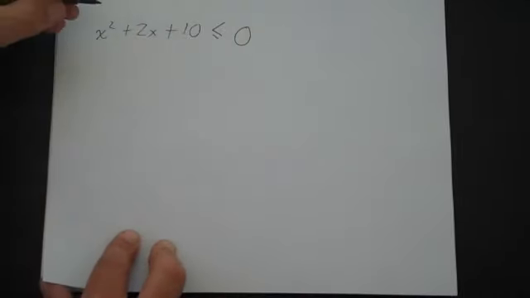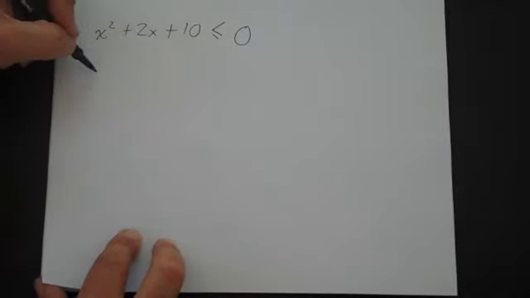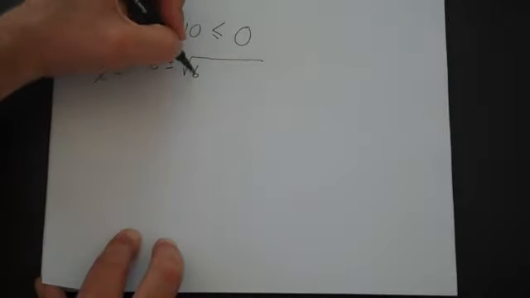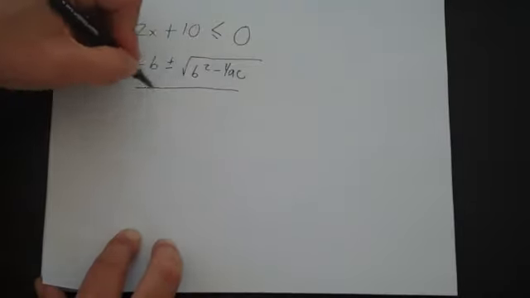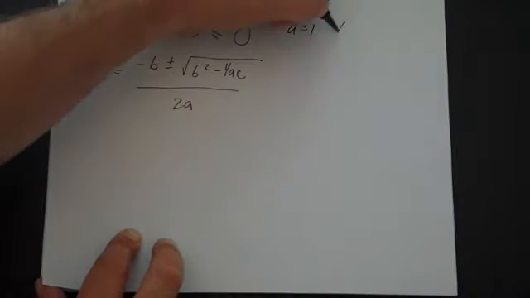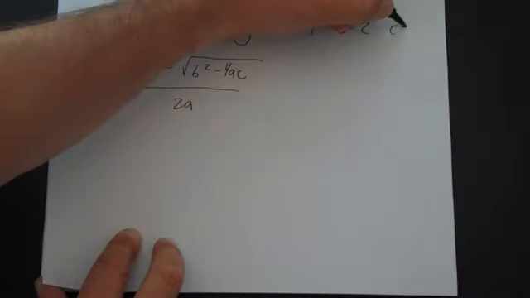Let's do an example of that. Let's do x squared plus 2x plus 10 less than or equal to 0. In that case, we're going to solve for this. I'm going to try to factor this. It turns out that I can't factor this, so I'm going to use the quadratic formula. So I'll go x is equal to minus b plus or minus the square root of b squared minus 4ac over 2a. In this case, a is 1, and b is 2, and c is 10.